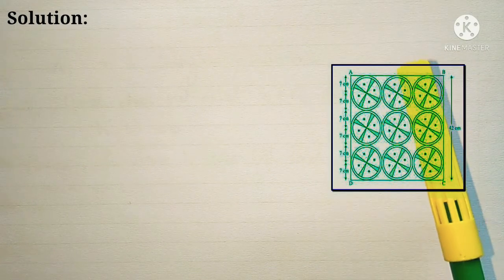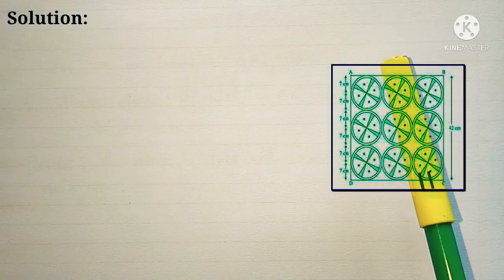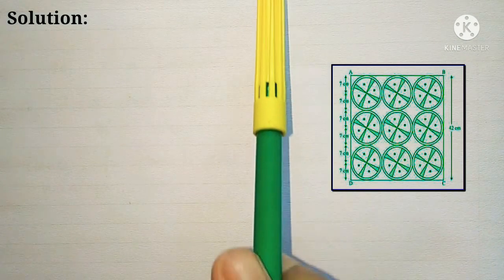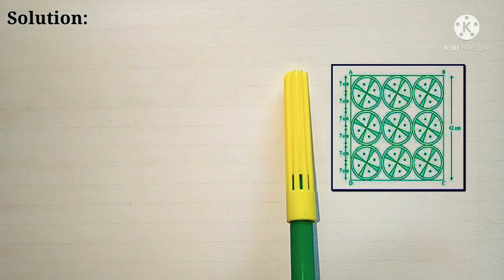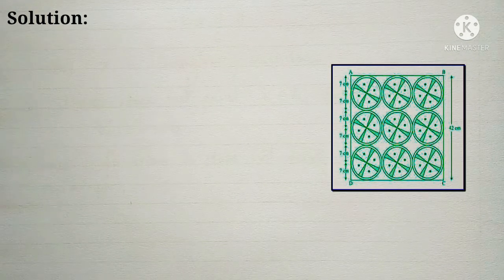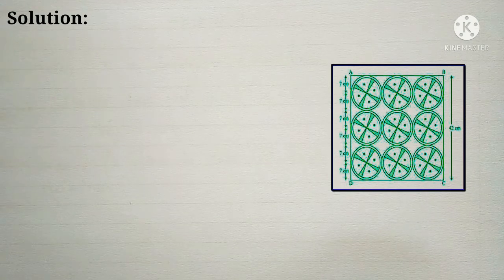In this question, as you see the figure, the radius is given. The radius of a circle is given as 7 cm. Total 9 circles are here. If each circle has a radius of 7 cm, and we find out the diameter of one circle, obviously it is how much? 14 cm, isn't it? Radius 7, so that's why diameter 14 cm.